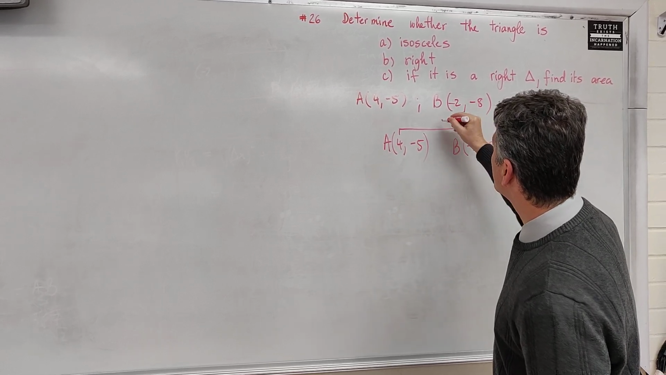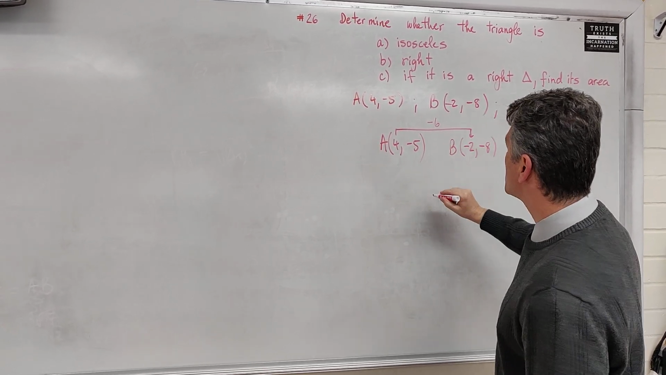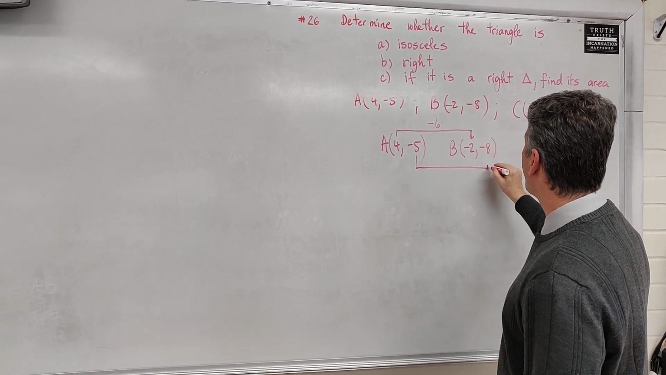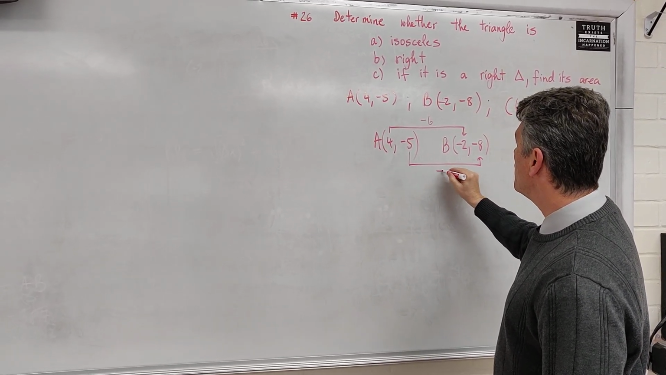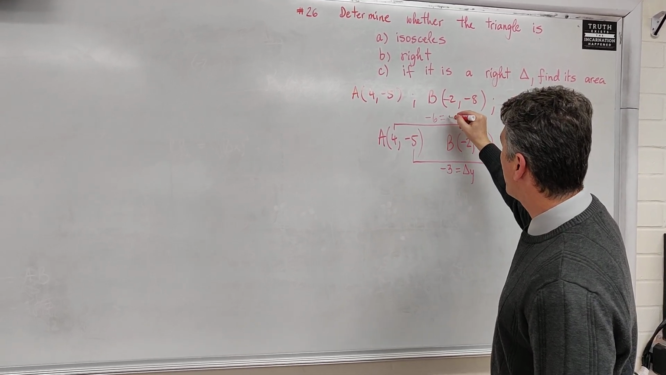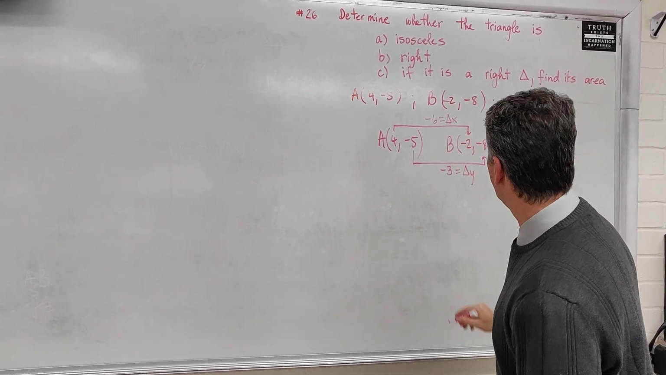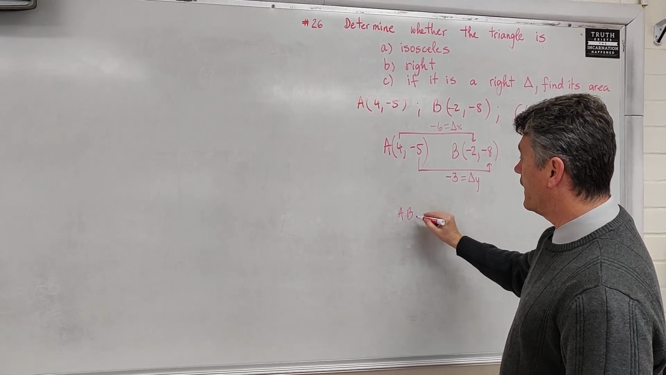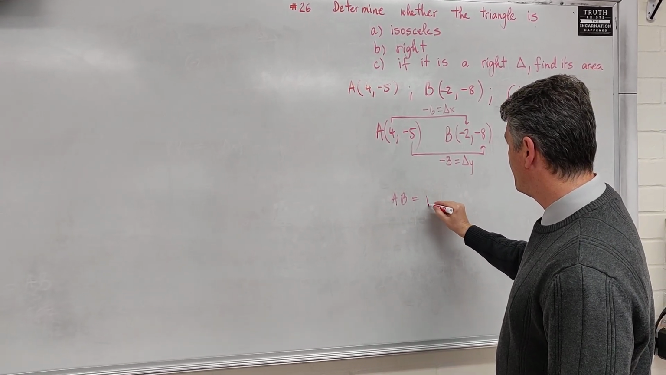To get from 4 to negative 2, we have to go 6 to the left. From negative 5 to negative 8, we need to go 3 down. We figured out our change in x. We figured out our change in y. So now we're ready to figure out the length of segment AB.